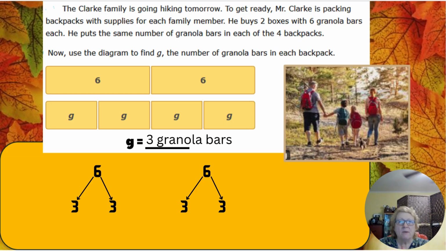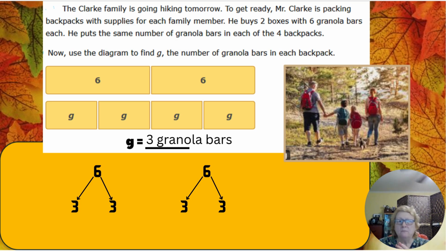The Clark family is going hiking tomorrow. To get ready, Mr. Clark is packing backpacks with supplies for each family member. He buys 2 boxes with 6 granola bars each. He puts the same number of granola bars in each of the 4 backpacks. Now use the diagram, that is the strip diagram that you see here on the screen, to find the variable G, which represents the number of granola bars in each backpack.